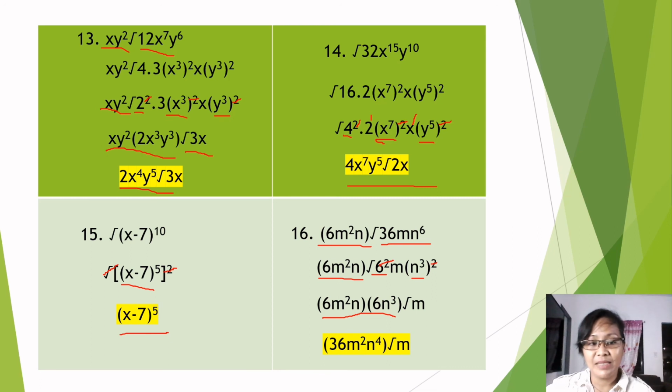So we have 6 times 6, 36, m squared, just copy because there's no m here. And then n times n cubed, we have n, then add the exponent, 3 plus 1, 4. And then our radicand, we have square root of m. Therefore, our final answer is 36m squared n to the 4th power square root of m.